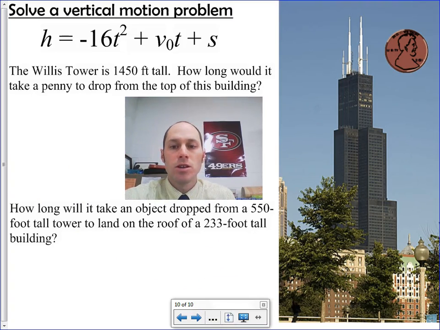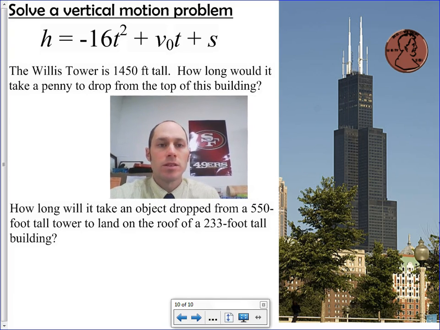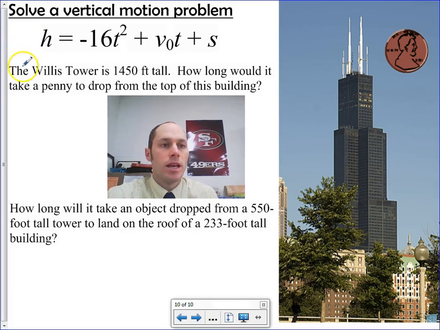Okay, so here's how we can use something like this. Vertical motion follows a quadratic formula. h = −16t² + v₀t + s. This stands for the height of an object. t stands for the time. v₀ is our initial upward velocity, and s is our initial height.